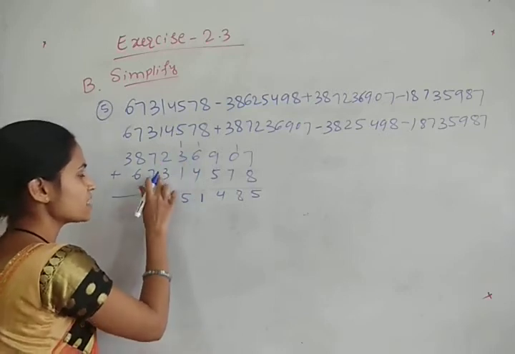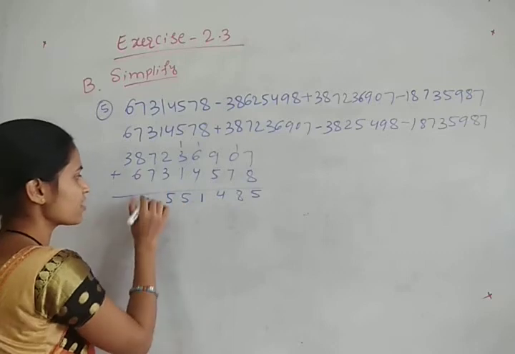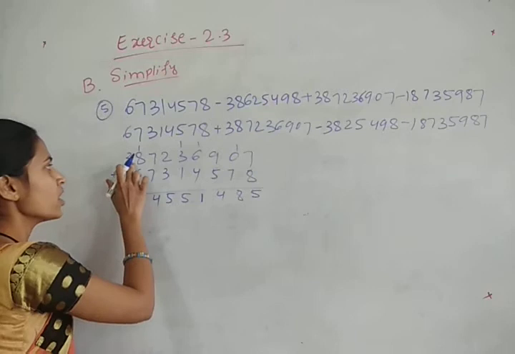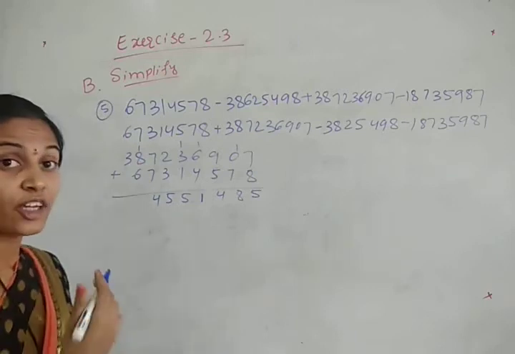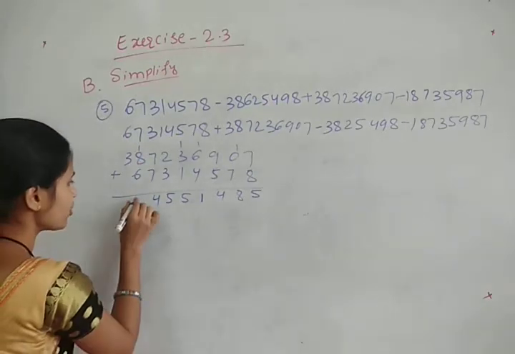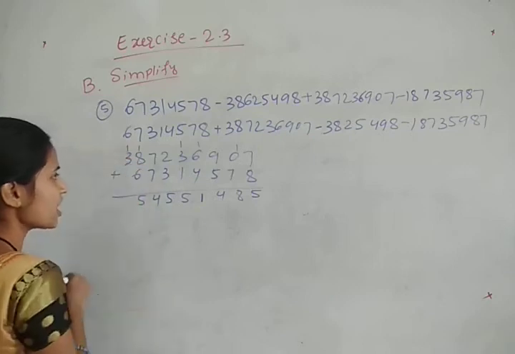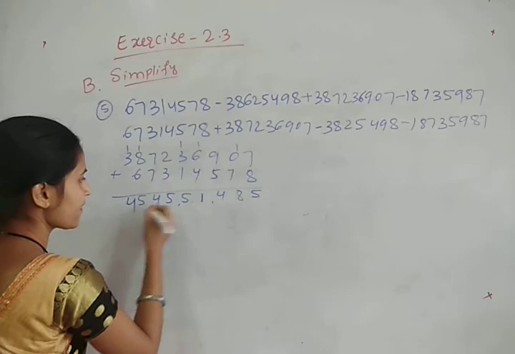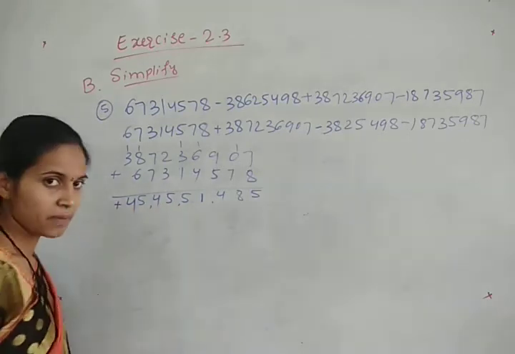Okay. 2 plus 3 is 5. 7 plus 7 becomes 14. Write 4. Take 1 as a carry. Now 8 plus 1 is 9. 9 plus 6 is how much? It is 15. Write 5. Take 1 as a carry. Now 3 plus 1 is 4. Okay. So it is having the plus symbol.